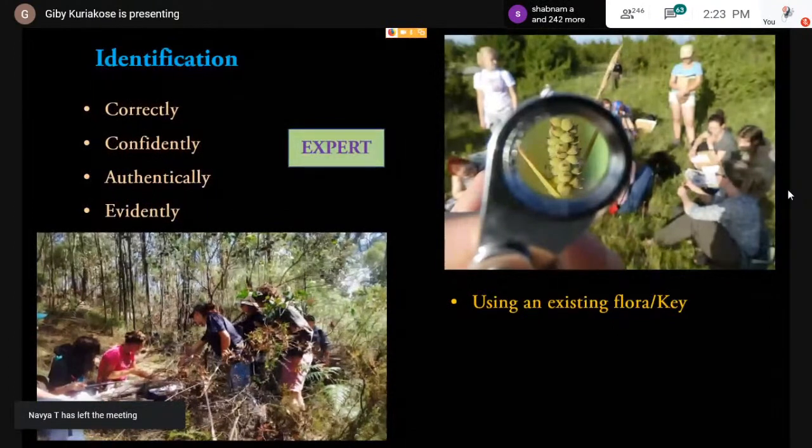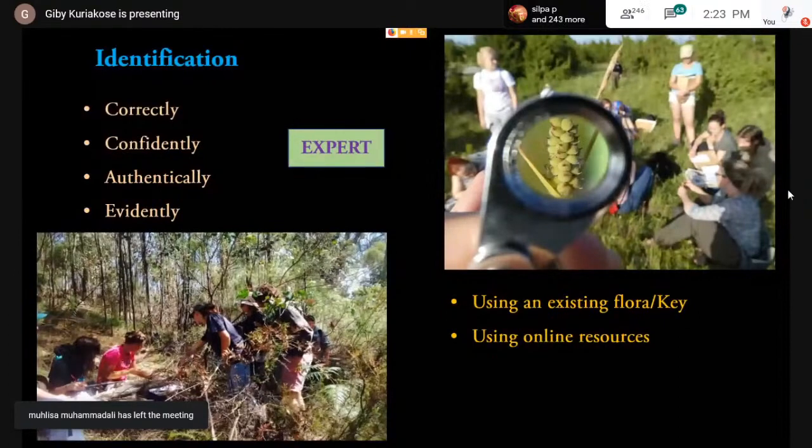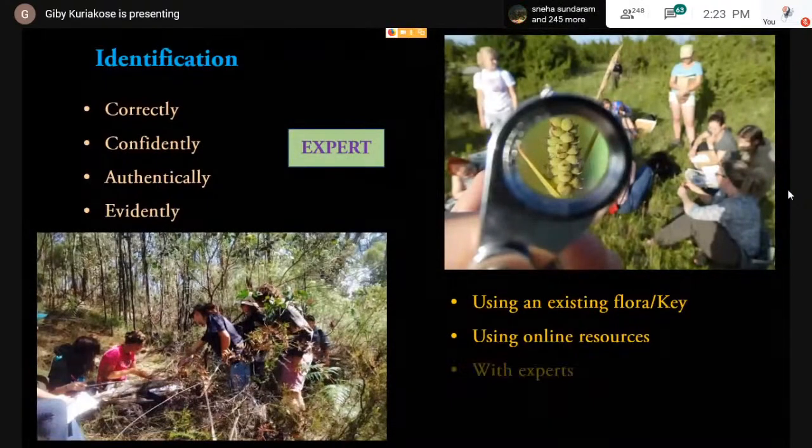How can you go about it? You may need to use any existing flora or key, or you can use online resources. But I strongly advise you to go to online resources once you are thorough with at least one local flora. Okay, then you can go with experts.